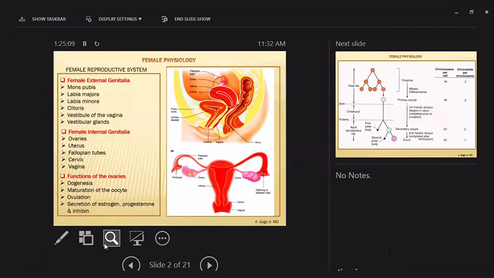Functions of your ovaries: oogenesis, maturation of the oocyte, ovulation, secretion of estrogen, progesterone, and inhibin. There is also inhibin, like the male reproductive, okay? But this time, only estrogen and progesterone.